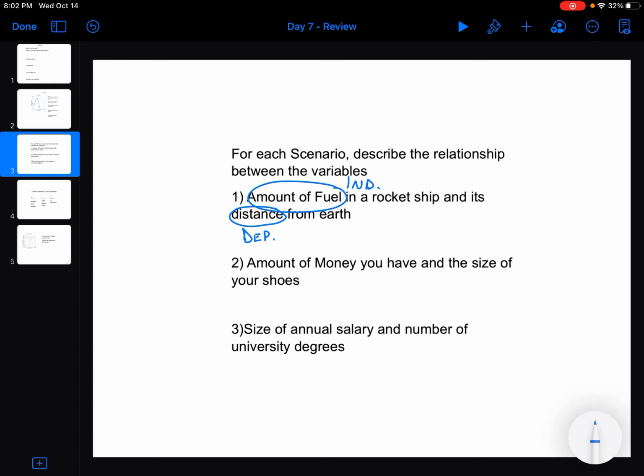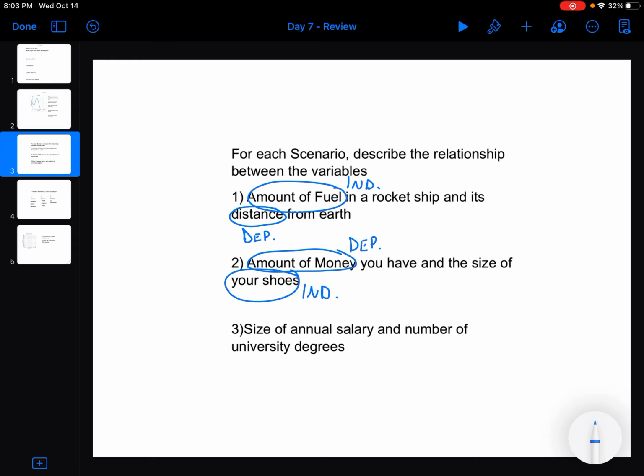The amount of money you have and the size of your shoe. Now, a lot of people wouldn't really understand this one, but if I have a shoe size of 0 or a kid's size 1 or 2, I probably don't have any money because I'm probably a baby. So the amount of money you have typically, now it stops eventually, but typically depends on the size of your shoe, because your shoe gets bigger as you get older.